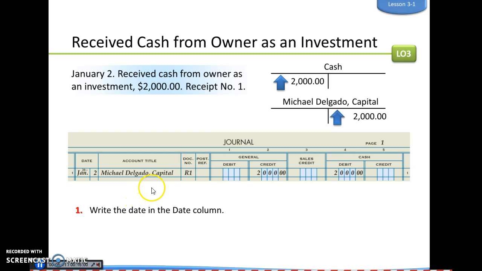Okay, so the first thing you start with is the date in the date column. The very first time you put the date on a journal, you have to put the month and the year. So over in there it says January or Jan, abbreviated. Right up above there it says 20 dash dash. That's where you would put the year. And then the next number is the second.